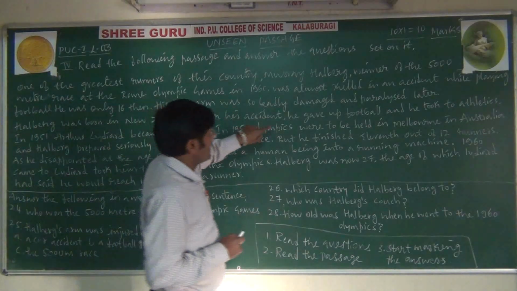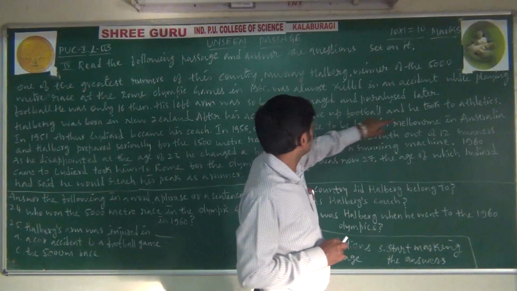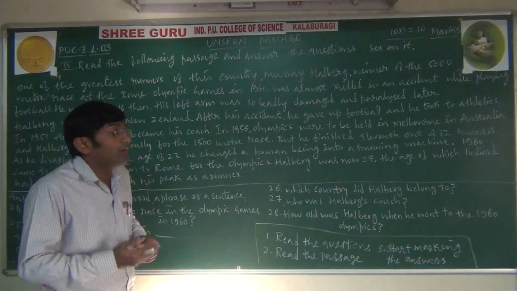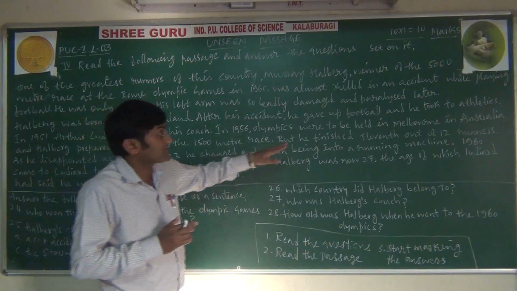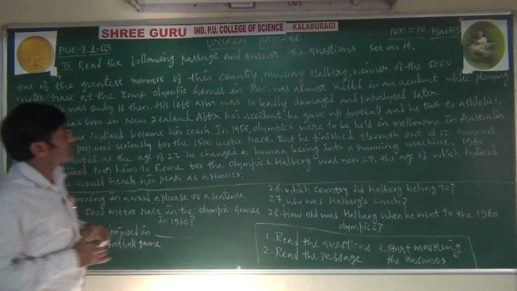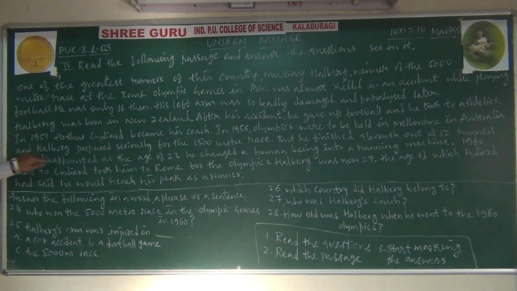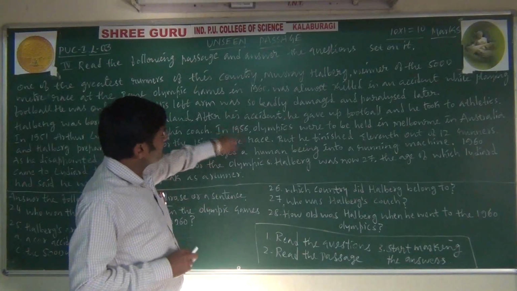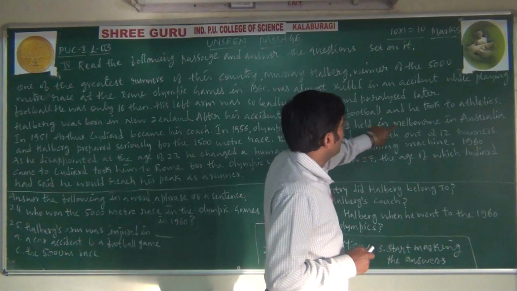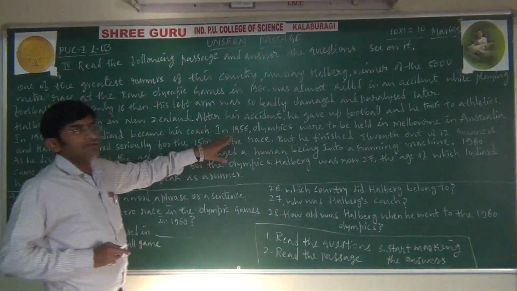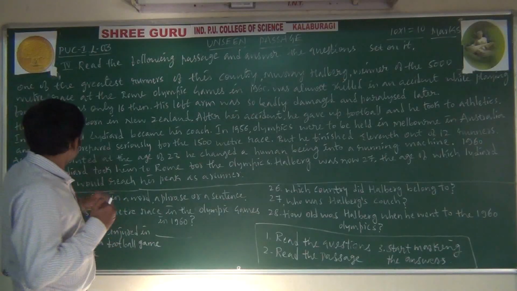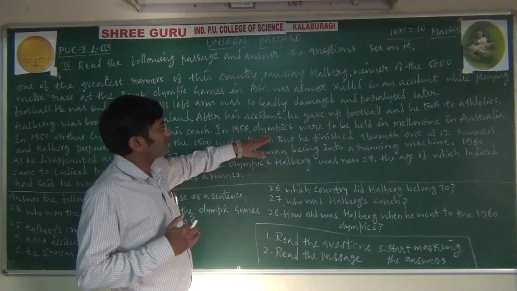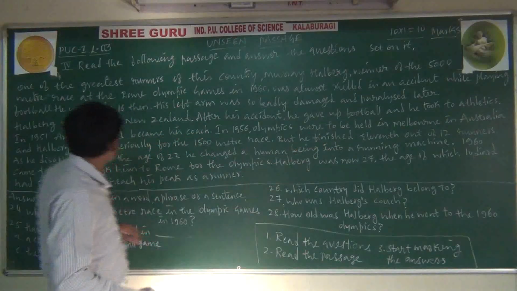After his accident, he gave up football and he took to athletics. After he met with an accident, he gave up football. He stopped playing football and entered into athletics. Well, in 1951, Arthur Lydiard became his coach. Who became his coach? Arthur Lydiard. In 1956, the Olympics were to be held in Melbourne, Australia. So there were Olympic sports held in Melbourne, Australia.